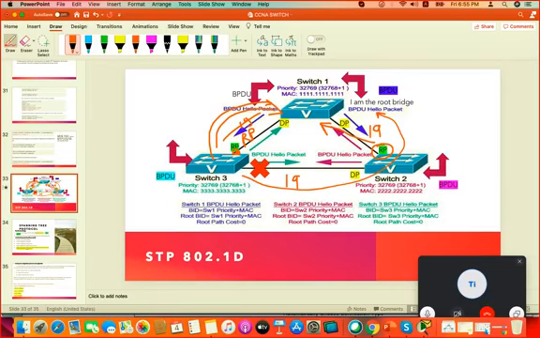Now the third point. Now we have this link remaining. Can you see that? The yellow line. Yes, I can see. So which will become the blocked port and which will become the designated port here? If you have this kind of condition, what will you do?